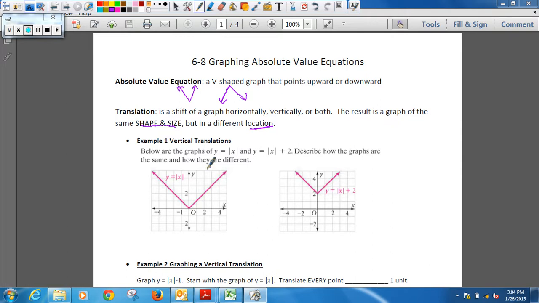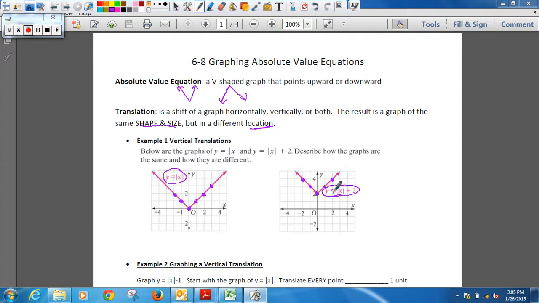So below are the graphs. This is the graph of y equals the absolute value of x. So this is the basic one that you need to understand. If you look here, the vertex is at 0, 0. And then you go up 1 over 1 to get to the next point on each side. And here, this one is y equals the absolute value of x plus 2. Here's my vertex on this one. Up 1 over 1, up 1 over 1, the points are still there. So it's the same shape and size because I go up 1 over 1 each time to get to the next point. But what happened?